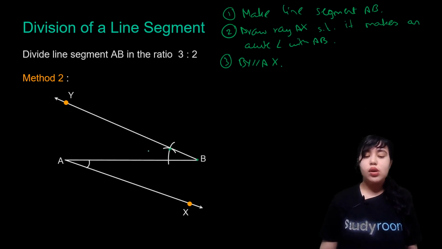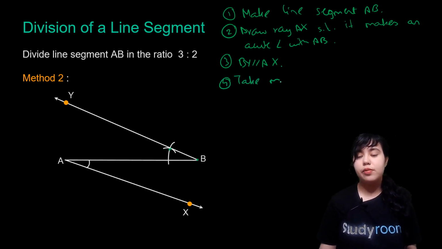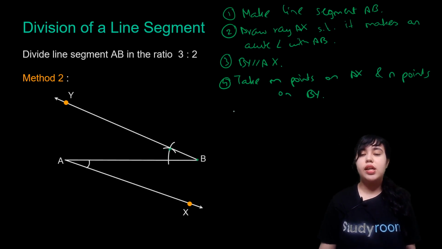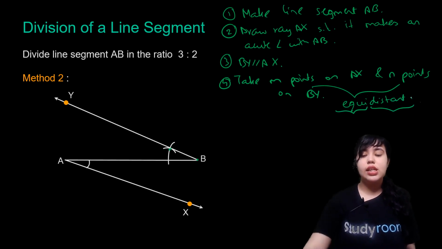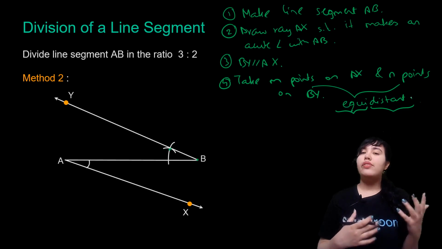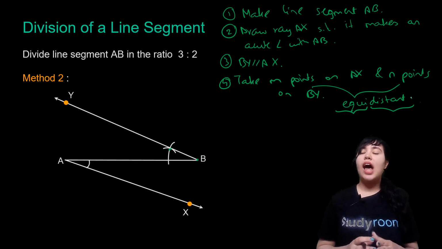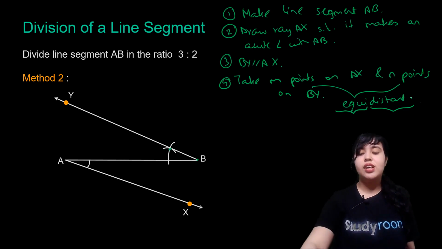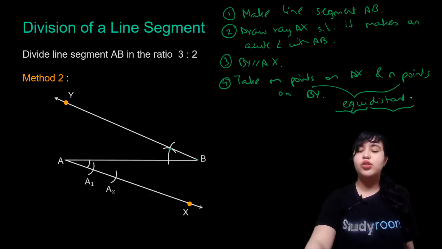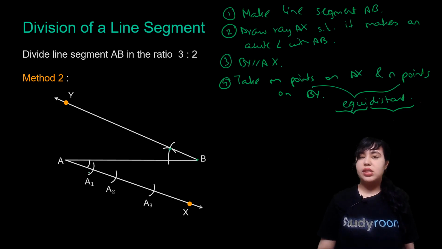Now once you've done this, you have to take M points on AX and N points on BY, and all these points have to be equidistant. That is the catch. Equidistant means equal distances. What is my value of M over here? M is 3. That means how many points will I make on my ray AX? 3. Let me call them A1, A2, A3. They are all at the same distance, which means AA1 is equal to A1A2 is equal to A2A3.